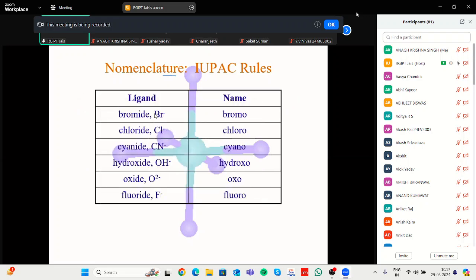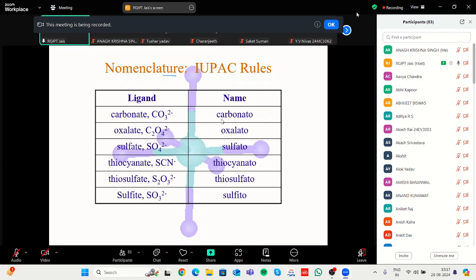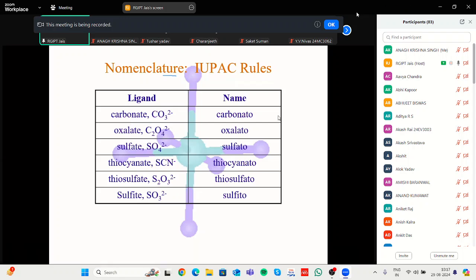If we take bromide as an example, it is known as bromo, chloride as chloro, cyanide as cyano, hydroxide as hydroxo, oxide as oxo, fluoride as fluoro, carbonate as carbonato, and oxalato, sulfato, thiosulfato, sorry, sulfato.